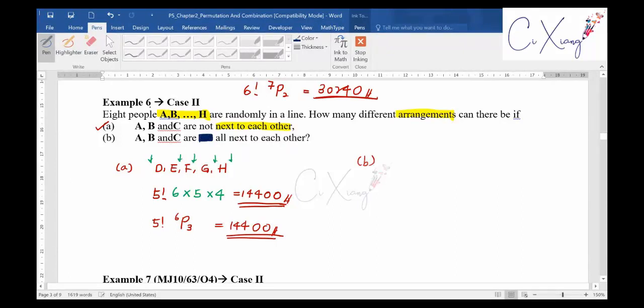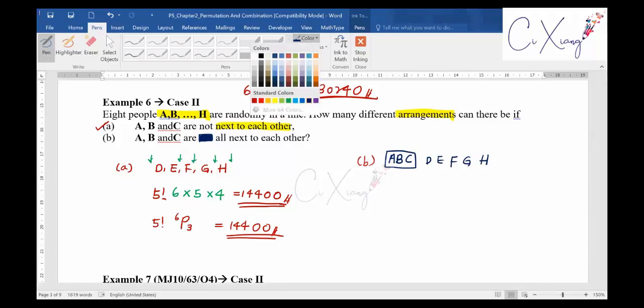Okay, so what is this about? So they are talking about A, B, and C are all next to each other. So if all next to each other means what? Means that A, B, and C must be together. Then D, E, F, G, H can be separated. Okay, so to arrange like this, that means A, B, C must gather. How can I do it?